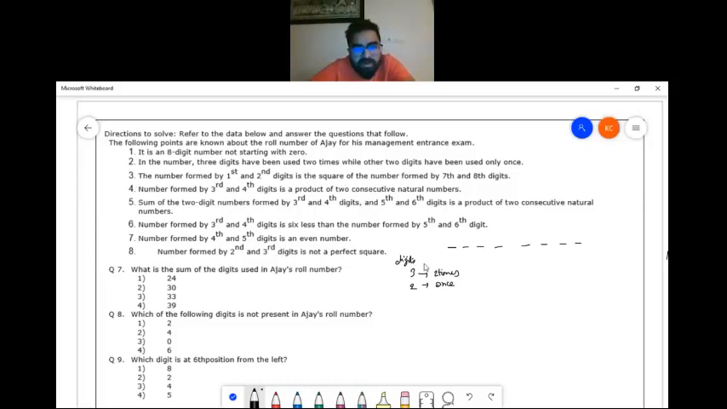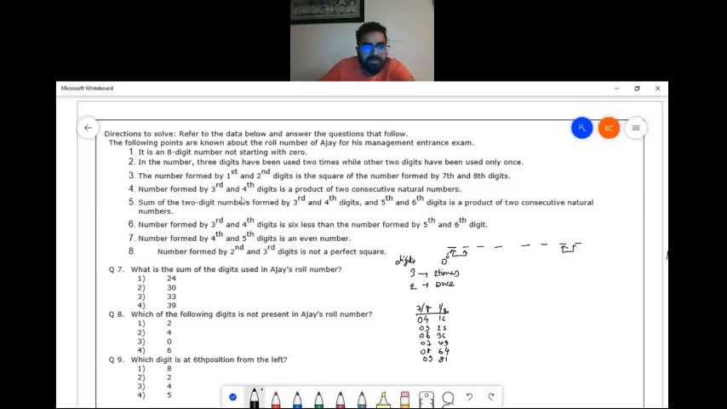Okay, next. The number formed by the first and second digits is the square of the number formed by the 7th and 8th. It's not starting with 0, so the 7th and 8th number cannot be 01, 02, 03. It can be 04, 05, 06, 07, 08, 09. For the 1st and 2nd, the options are 16, 25, 36, 49, 64, 81. We can't go further, because 10 squared would be 100, which is not possible. Theek hai? So we have sorted the 7th, 8th and 1st, 2nd digits, and we have done quite a lot.